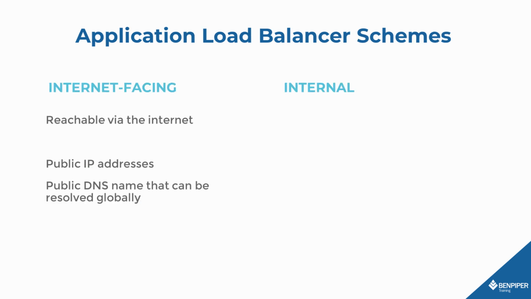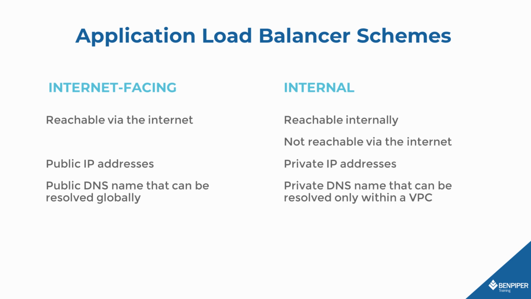An ALB listener comes in two flavors: internet-facing and internal. Internet-facing means the ALB gets public IP addresses and a public DNS name, making the listener reachable via the internet. We are going to use an internet-facing load balancer for our web tier. An internal listener is not reachable via the internet. It gets private IP addresses and a DNS name that can be resolved only within a VPC. We'll use an internal listener for our application tier. That will ensure that only the web tier instances can communicate with the application tier instances.